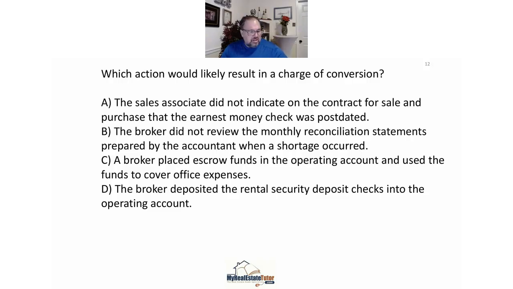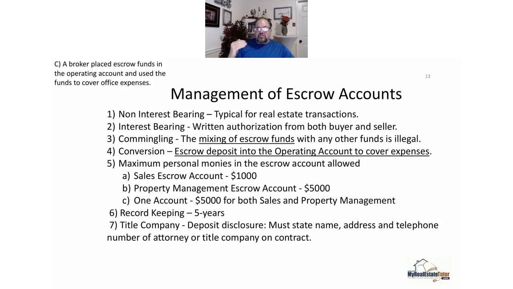Which of the following would be a charge in conversion? Answer C, the broker is going to place escrow funds in the operating account to use. So if you look at number 3 and 4, what you have to really understand between these two words is commingling is just mixing personal funds with escrow money. Conversion is actually using that money for operating expenses, okay?